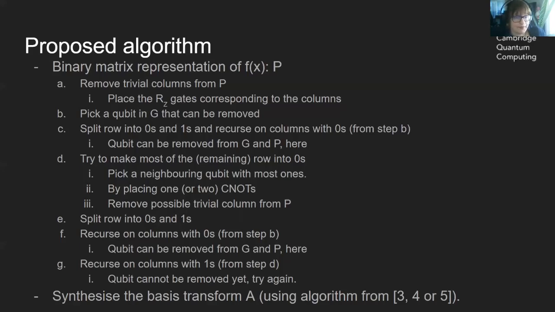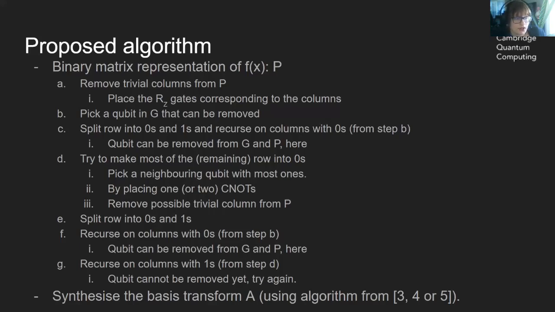So, and we want to remove all of those ones, right? So we pick a neighboring qubit in the connectivity graph. If we do a C-node between those, that one is allowed. And we pick this neighbor such that it has most ones in its row, right? So we place a C-node with the chosen qubit as the control and the neighboring qubit as target, such that the target row is added to the control row and most ones are turned into zeros.